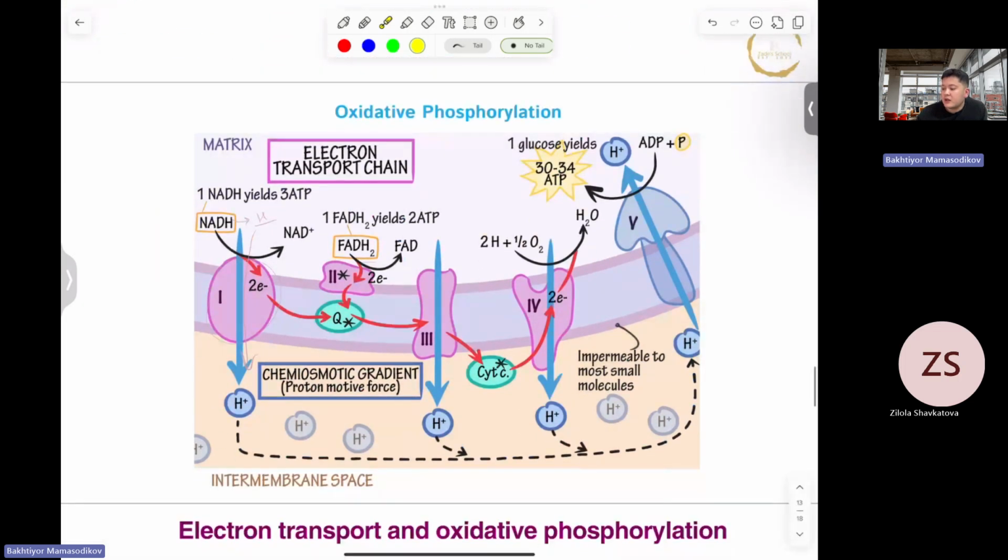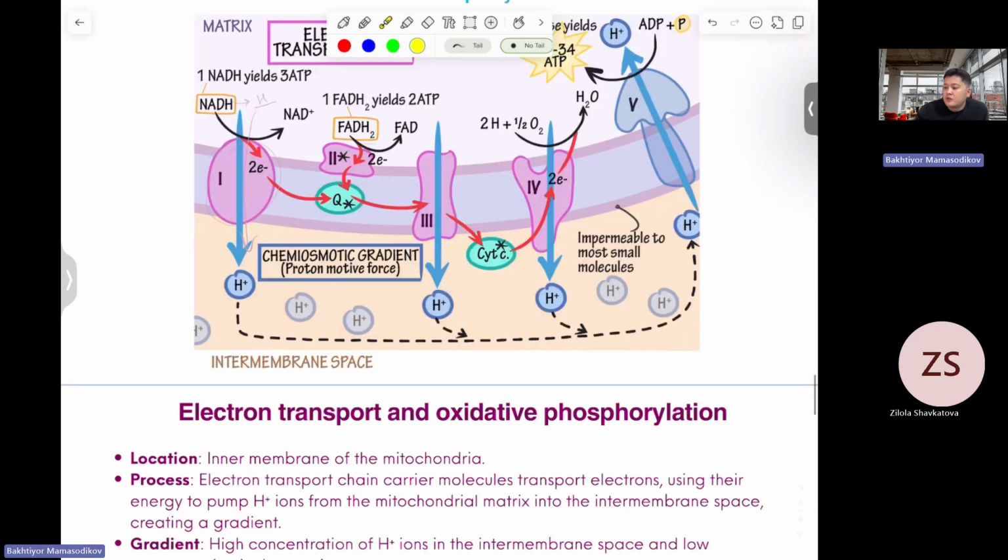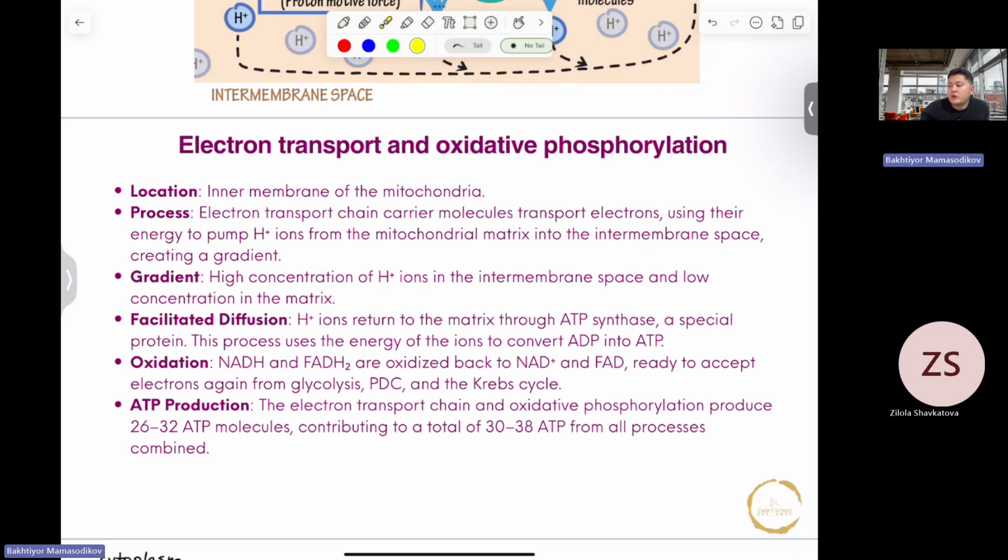So this is just my first explanation of oxidative phosphorylation, for the general idea. Now we will move on and try to understand more, okay? So always don't forget the location of the electron transport chain. This is the inner membrane of mitochondria. Never ever forget it. It's not the matrix. It's not the cytoplasm.